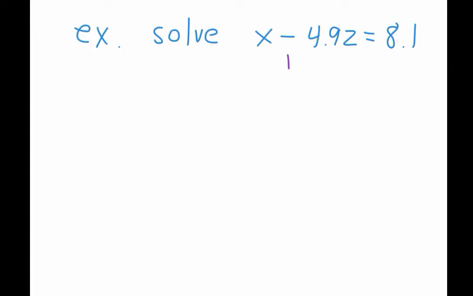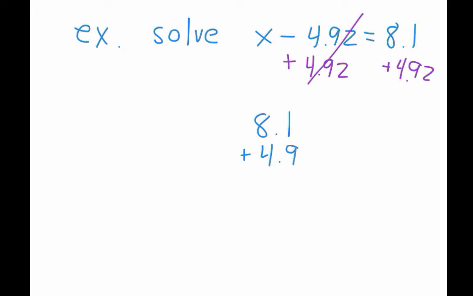Perfect. So x, they subtracted 4.92 from x. We need to do the inverse of that. Kind of looked at as the opposite by a lot of people. So we're adding those two together. So now I have 8.1 plus 4.92. And when I have that, you could add in a 0 if you wanted to.